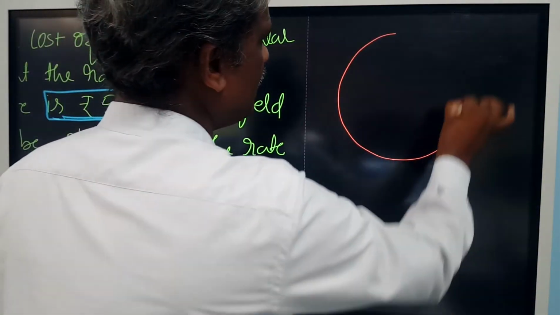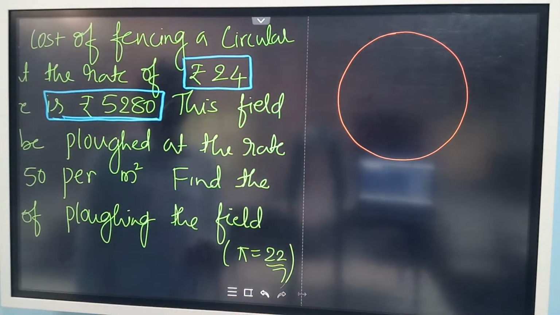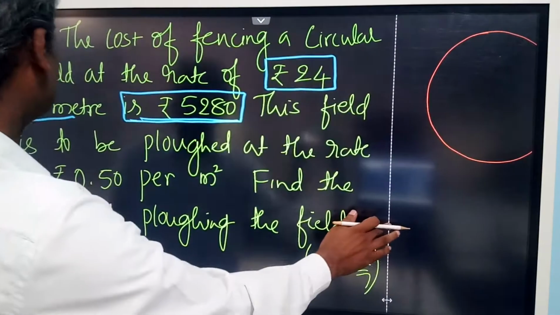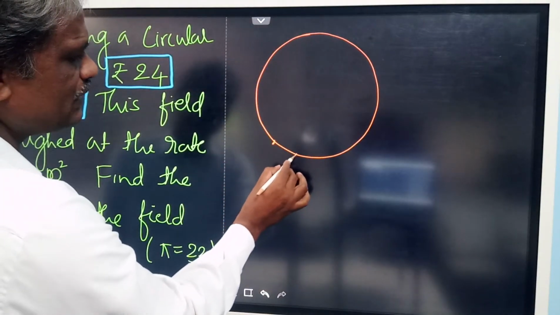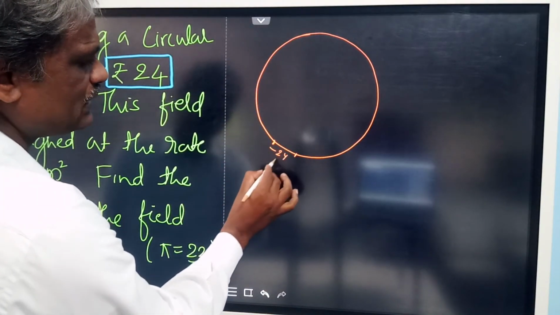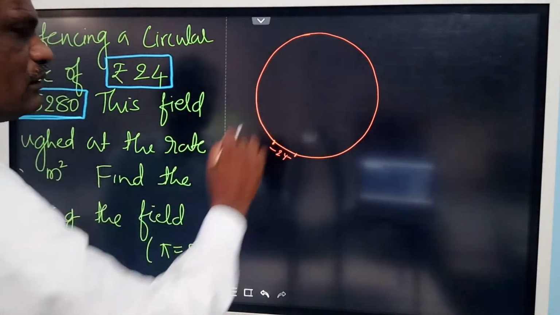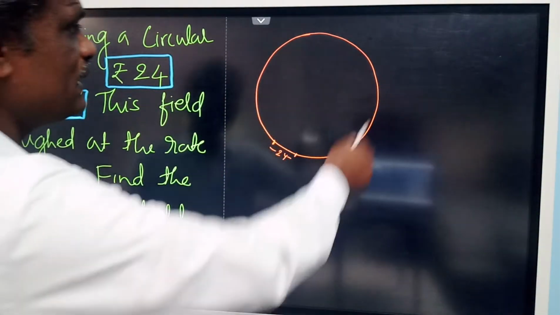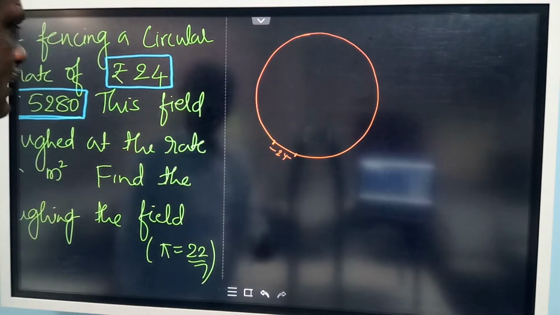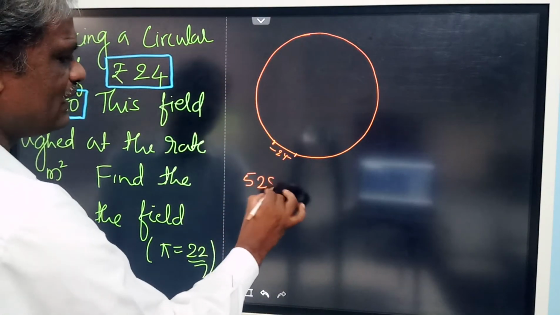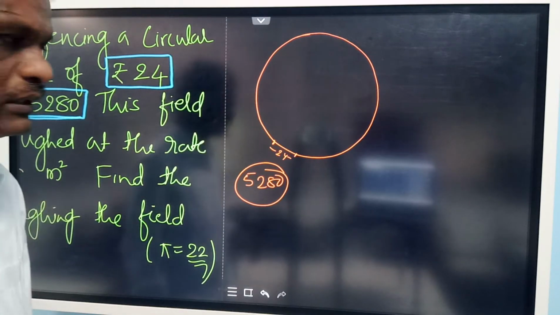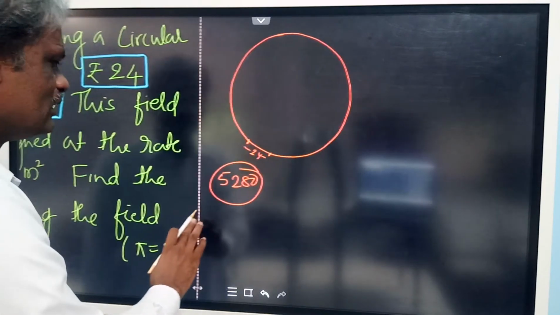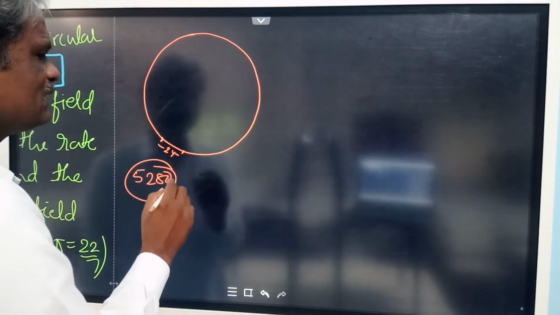Suppose here is a circular field. Now you want to fence it, per meter fencing is 24 rupees. Then the total cost of fencing the complete circular field is given as 5,280. What is the use of this one? What can you find out from this? Circumference. You can find out the circumference. So how to find the circumference?